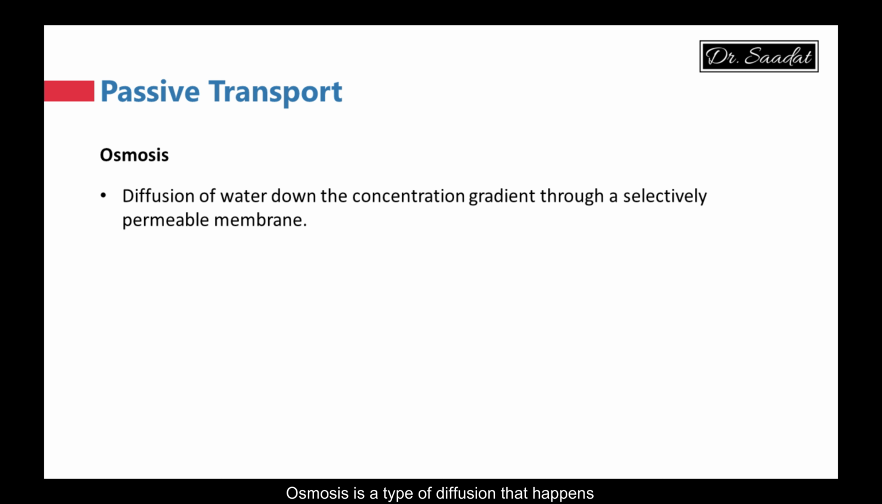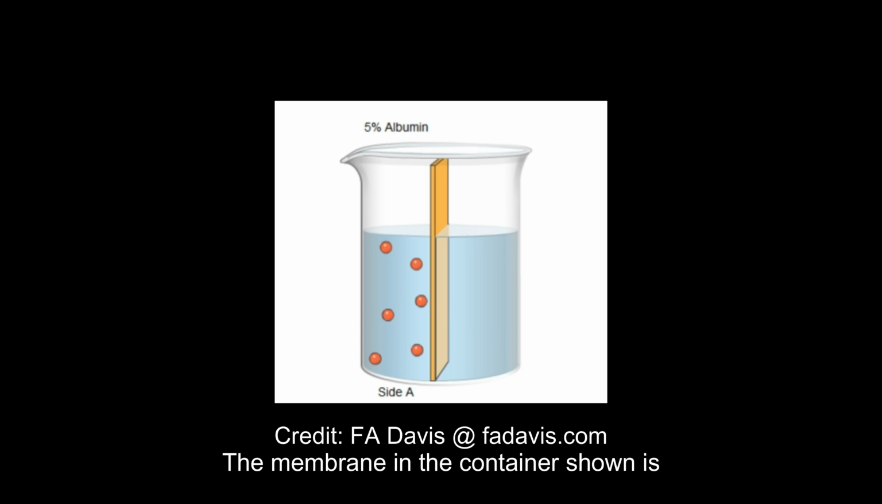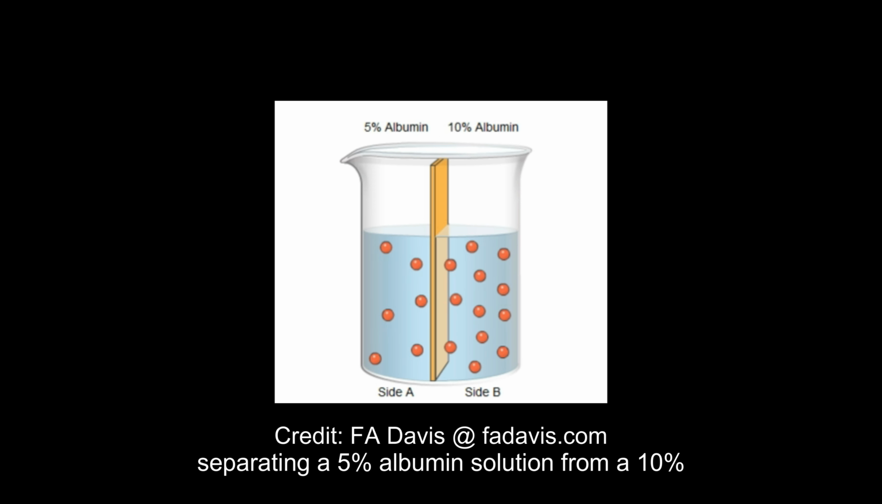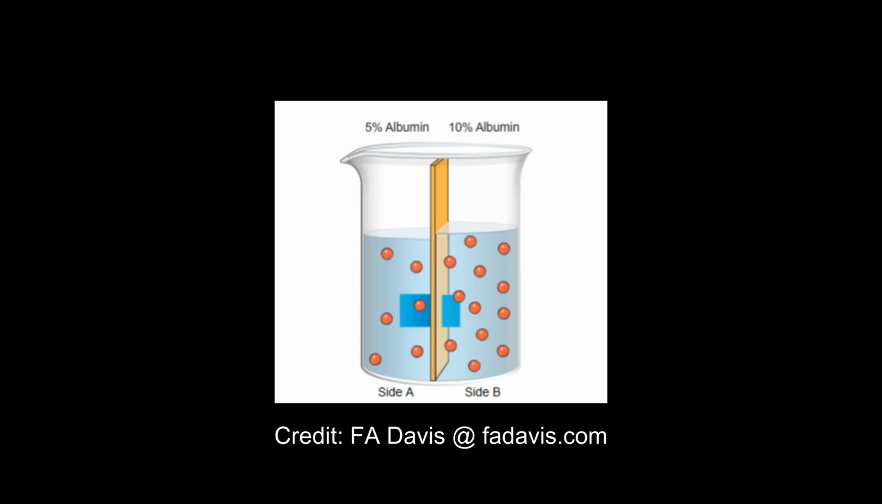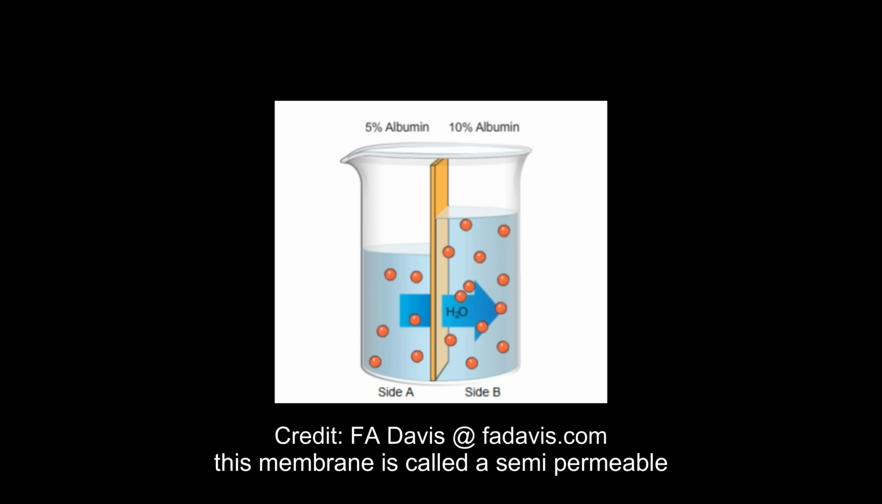Osmosis. Osmosis is a type of diffusion that happens when a particular substance cannot cross a membrane. The membrane in the container shown is separating a 5% albumin solution from a 10% albumin solution. The membrane is permeable to water, but not to albumin. Hence, this membrane is called a semi-permeable membrane.